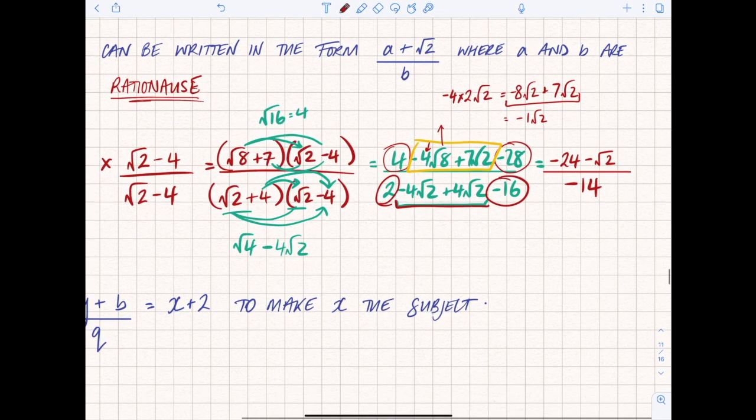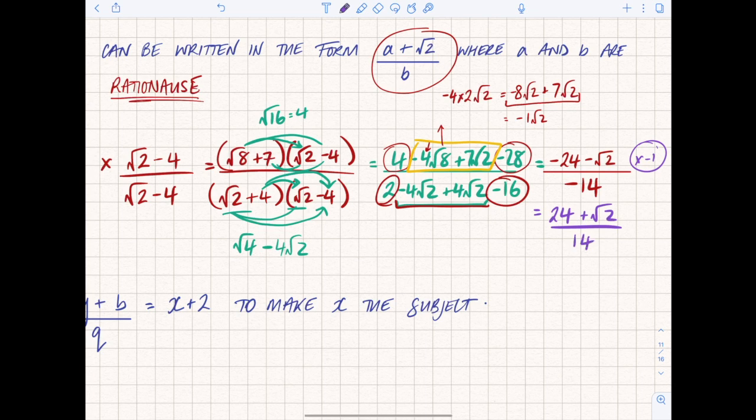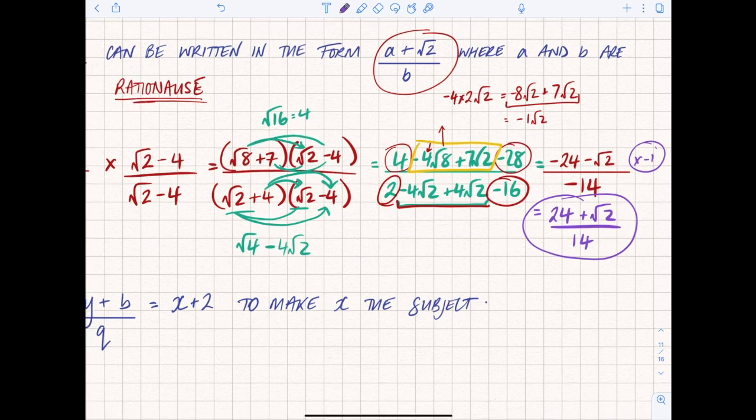So you can see now we're looking quite similar to this, but there's a fundamental problem here. This says a plus root 2 over b, but we've got a negative a, we've got a negative root 2, and we've got a negative here. So what I now need to do is basically multiply all of this by minus 1. By multiplying it all by minus 1, it becomes 24 plus root 2 over 14. Okay, so what I've basically just done is switched all the signs there. So that looks like the correct format. A is 24 and B would be 14. So I know I've answered it correctly.